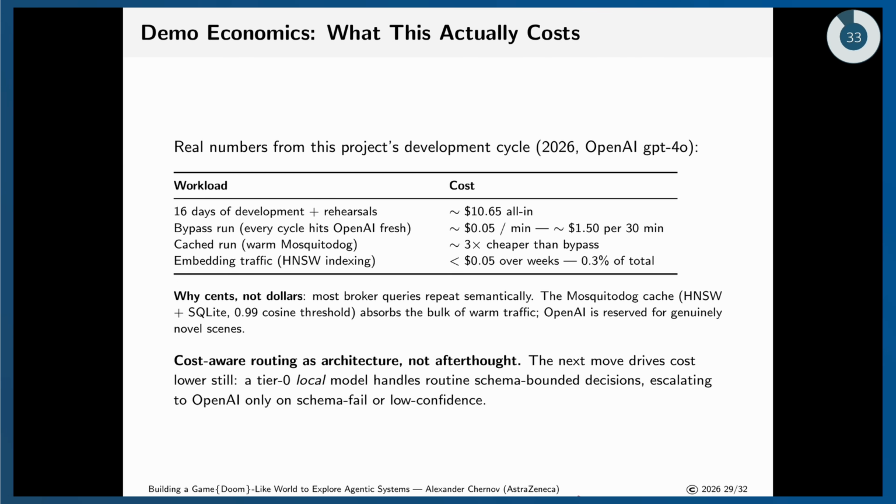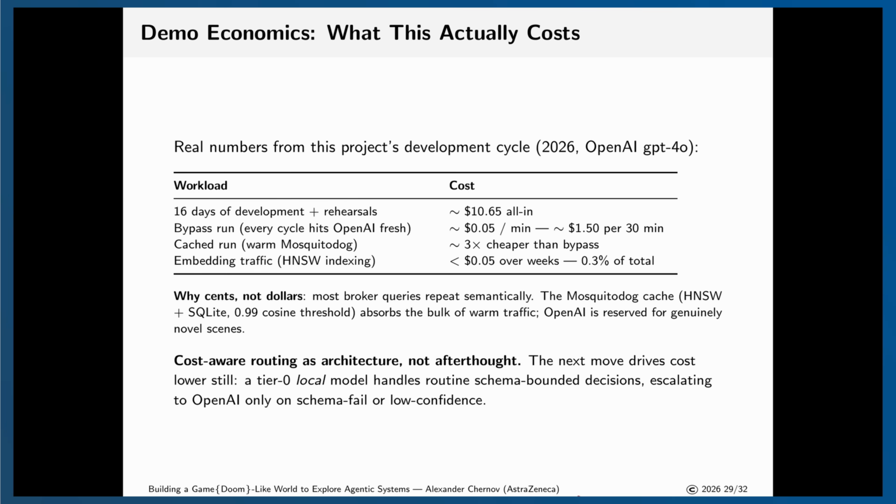So two more additional slides for economics. The real numbers are that, let's say, 16 days of development, but it's not correct actually, cost like 10, 11 bucks, and so on, this bypass run and so on. So what I'm trying to say is, it's not really expensive to run it, but it depends on what kind of map we have. As I say, each run through the map will cost like $2 today with the current implementation.